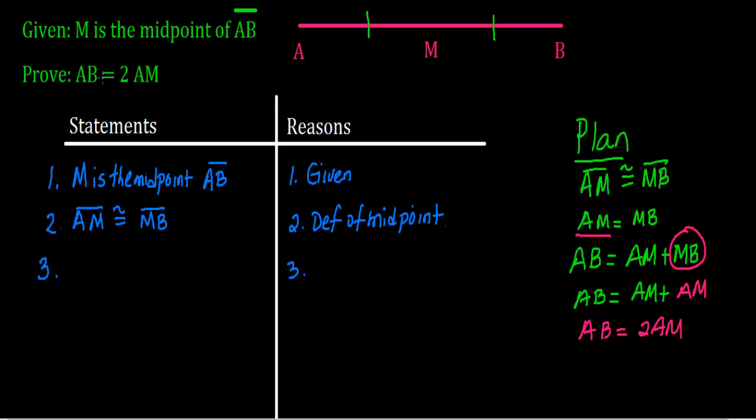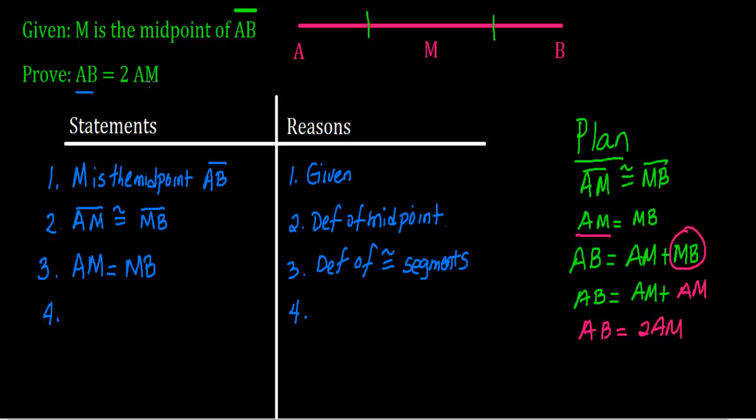Now, since I know I need an equal sign somewhere down the line, I'm going to turn these statements into an equality. If the segments are congruent, I can say that their lengths are equal. So AM is equal to MB by the definition of congruent segments. If two segments are congruent, then their lengths are equal. Okay, and I'm done.